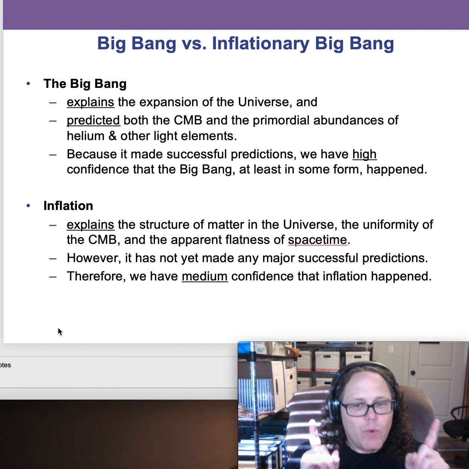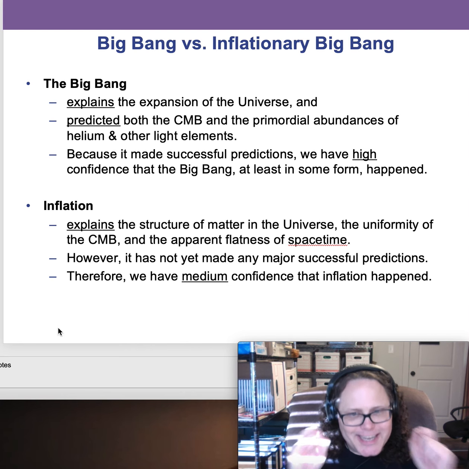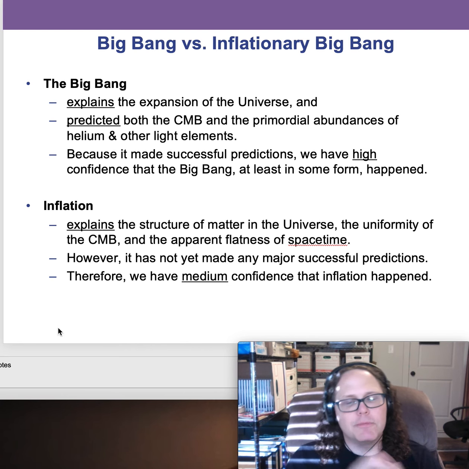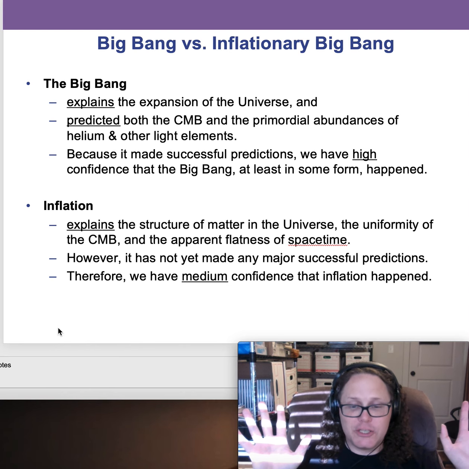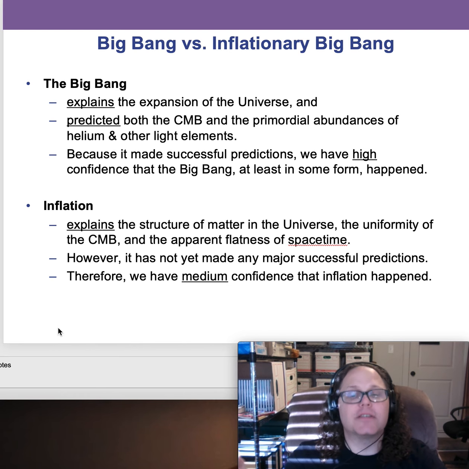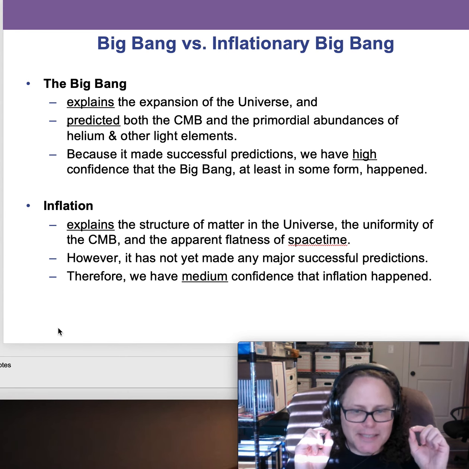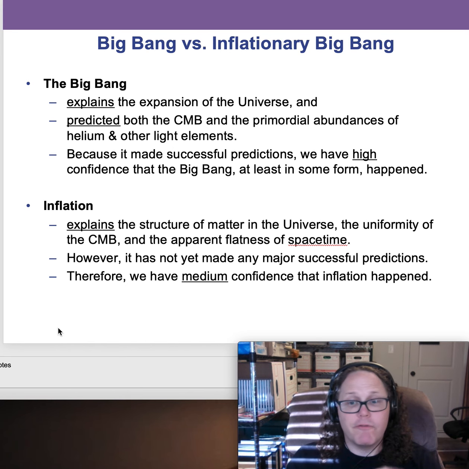But the Big Bang went to step two. It predicted things that had not yet been observed and could not be explained with the competing hypothesis, the steady state. It predicted the cosmic microwave background and the primordial abundance of helium, which the steady state hypothesis could not. So because it made successful predictions, we have maximum confidence that it is in fact correct. In some form. Details are still being worked out.